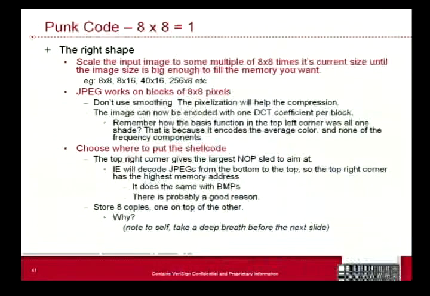So then if you choose where to put the shellcode, with Internet Explorer, if you put it in the top right, then you've got the whole image to go through as an OPS LED. It does it from bottom to top rather than top to bottom like other programs do, and I don't know why. And then you saw 8 copies of it, one on top of the other.